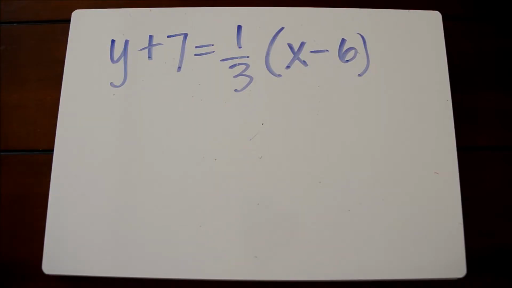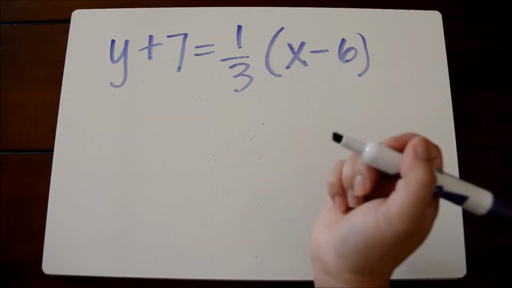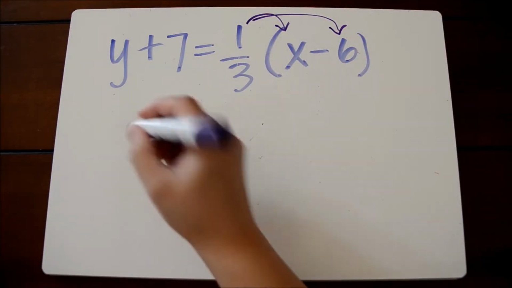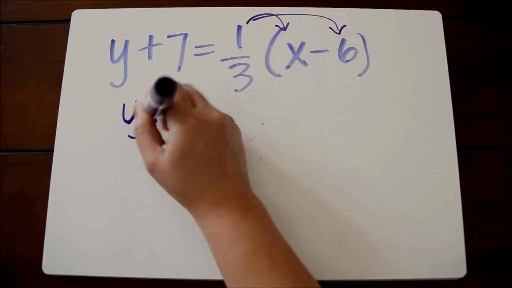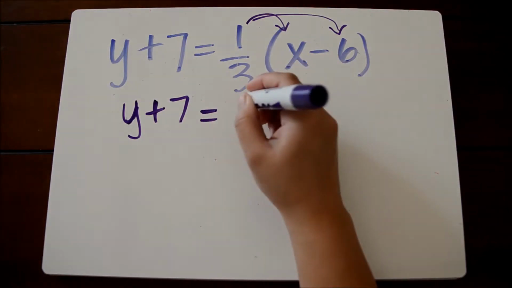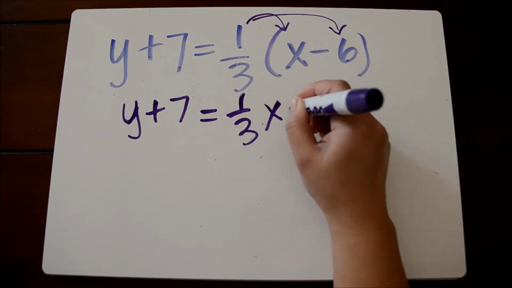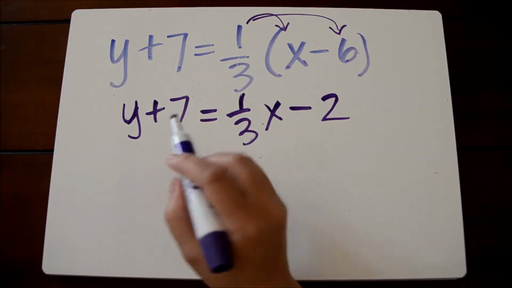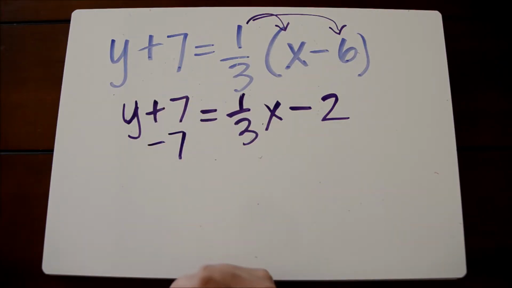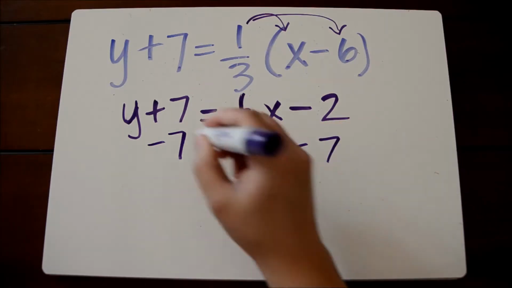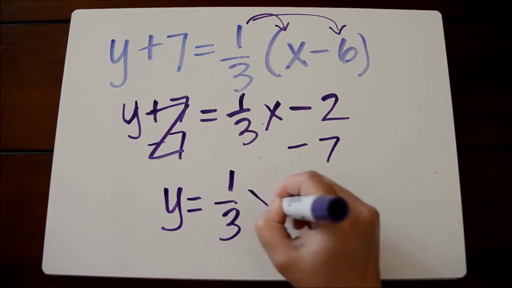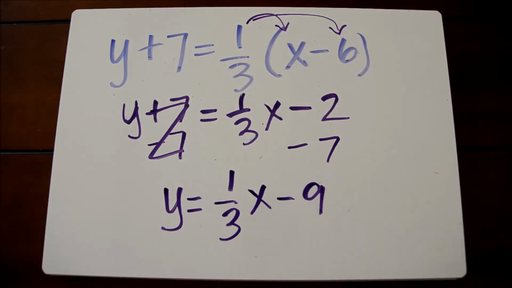Here we have an equation written in point-slope form. What we're going to have to do first is distribute to undo the parentheses. Since this doesn't affect the left side of the equation, I'm just going to rewrite y plus 7, and then when we distribute, we get 1/3 x minus 1/3 times negative 6 is 2. And so here we have to undo the addition by subtracting 7, and whatever I do to one side, I'm going to do to the other side. It zeroes out on the left-hand side, and we're left with y is equal to 1/3 x minus 9, and that's how you solve for y with this equation.